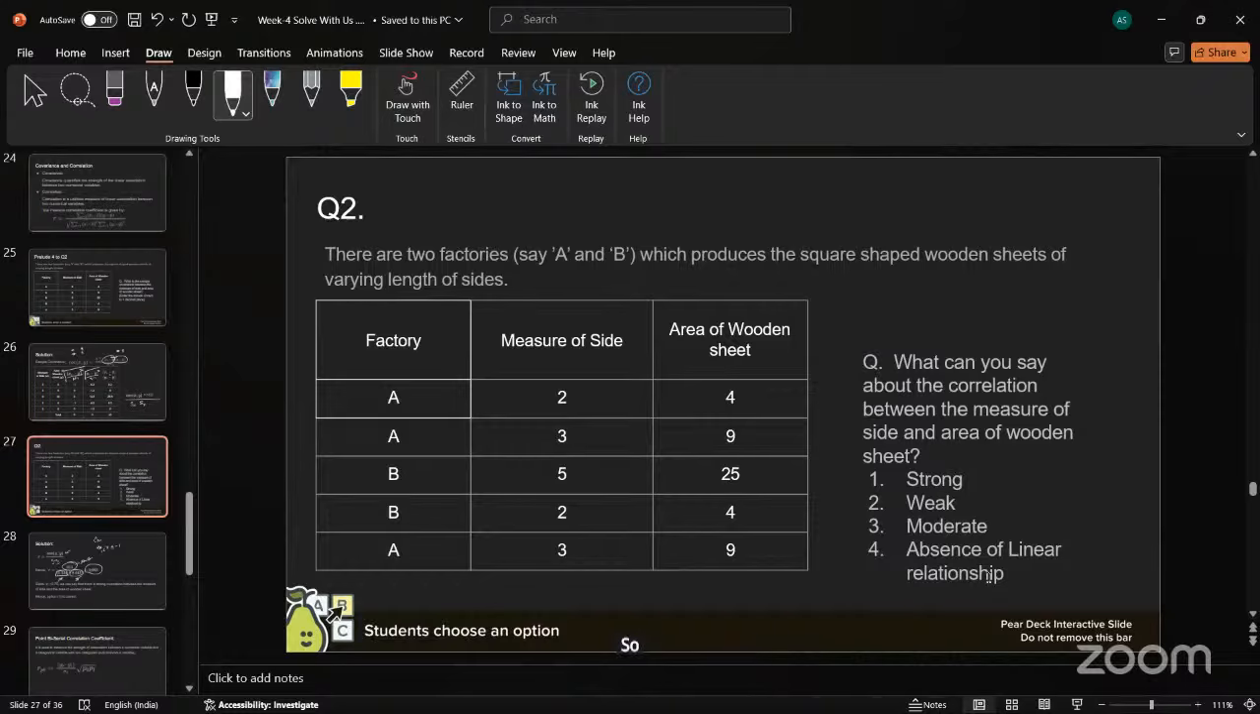So, do these two variables have a linear relationship? Can anyone answer this? No, sir. The y variable equals x square, a quadratic relationship. Yep, exactly. They have a quadratic relationship, right? 2 is being squared, 3 is being squared, 5 is being squared, right? So these two variables have a quadratic relationship, not a linear relationship. So that is the absence of a linear relationship.